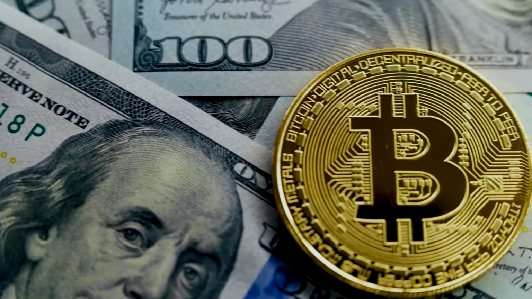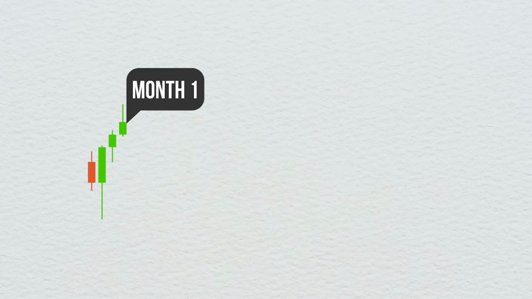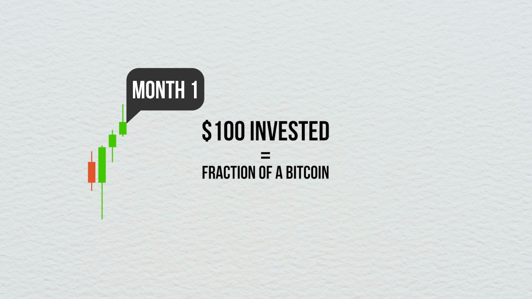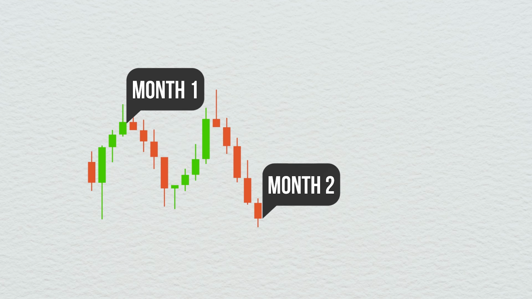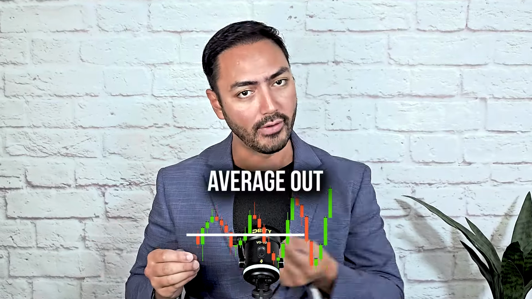Let's break it down with a simple example. Imagine you decide to invest $100 in Bitcoin every month. In the first month, Bitcoin is priced at $30,000, so your $100 gets you a fraction of Bitcoin. The next month, the price drops to $25,000, so your $100 buys you more Bitcoin. By the third month, the price jumps to $35,000, meaning your $100 buys you a bit less. Over time, you would have bought Bitcoin at both higher and lower prices, and the total cost will average out.